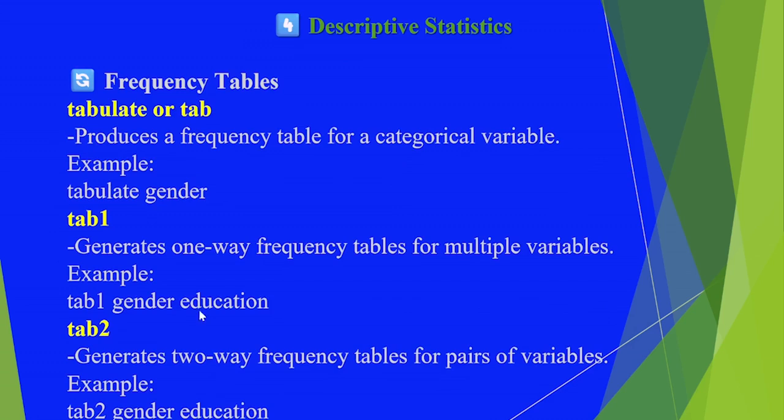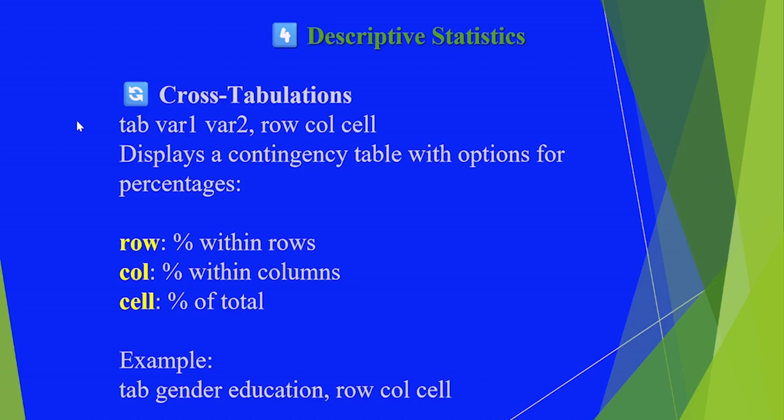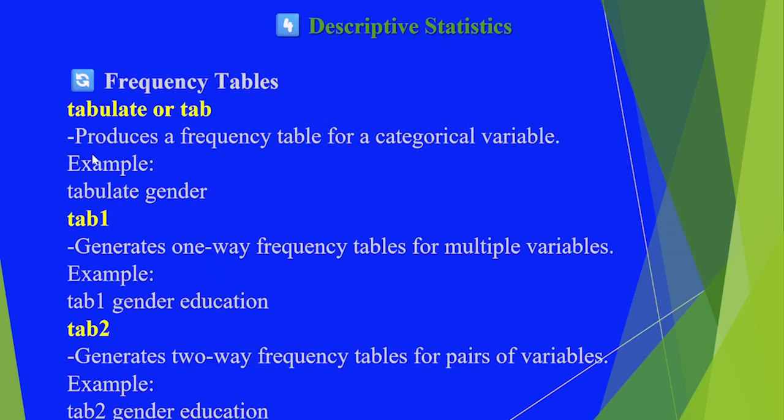Looking at frequency tables, we can produce frequency tables in STATA using the tabulate or tab command, tab1 as well as tab2. So let us focus on tabulate or tab. This one will produce a frequency table for a categorical variable. As an example, you can say tabulate gender. The moment you say tabulate gender, it will give us the frequency table for the gender column. For example, it will be male and female. So it will give us how each category is distributed.